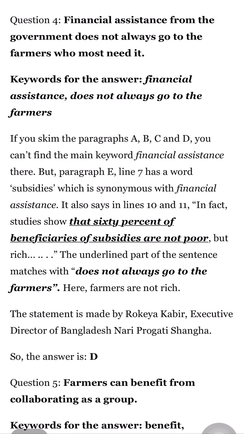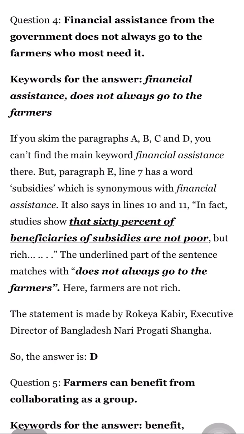If you skim the paragraphs A, B, C and D, you can't find the main keyword financial assistance there, but paragraph E, line 7 has the word subsidies, which is synonymous with financial assistance. It also says in lines 10 and 11, in fact, studies show that 60% of beneficiaries of subsidies are not poor, but rich. The underlined part of the sentence matches with does not always go to the farmers. Here, farmers are not rich. The statement is made by Rokia Kabir, Executive Director of Bangladesh Nari Pragati Sangha. So, the answer is D.